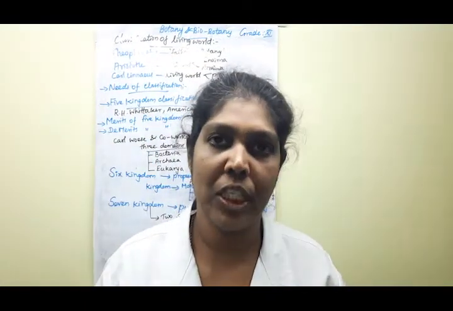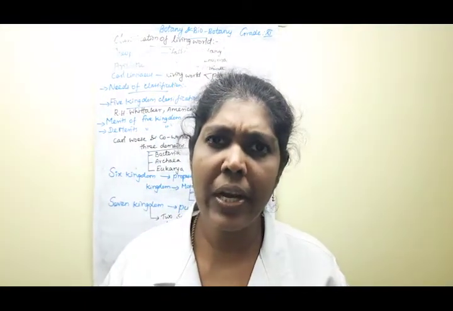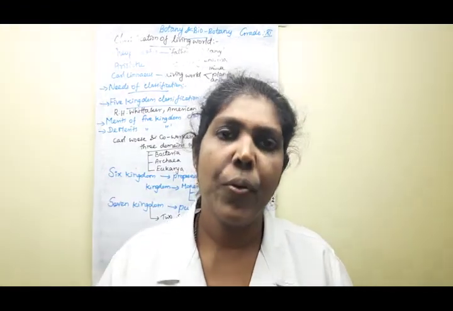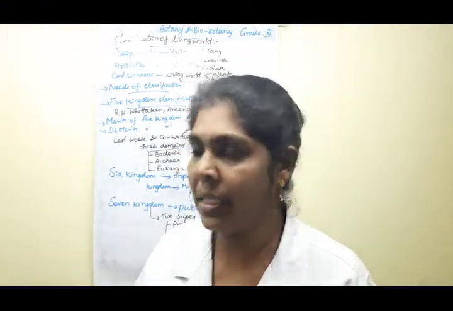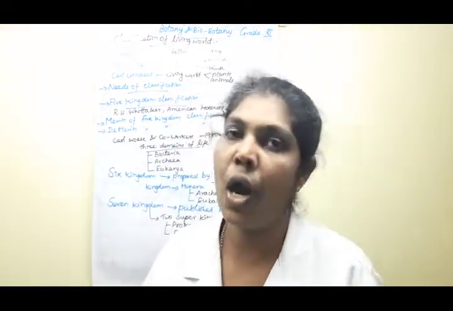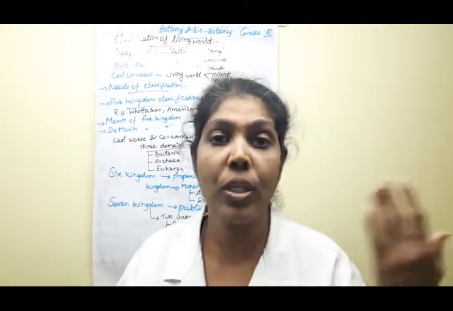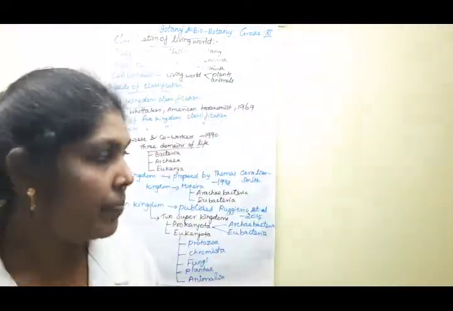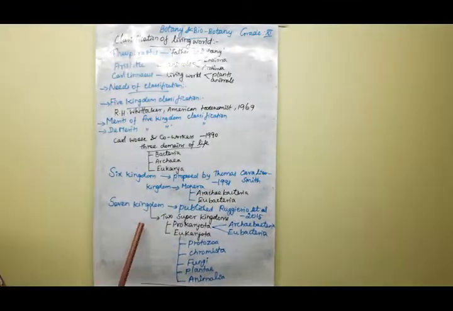This is the system of classification. Are you clear? Sometimes they will ask two or three more questions based on this: what are the kingdoms that come under the 6 kingdom system of classification, the 5 kingdom system of classification, or the 7 kingdoms that were recently discovered. Okay? Yes, good. Next, the 7 kingdom system of classification.